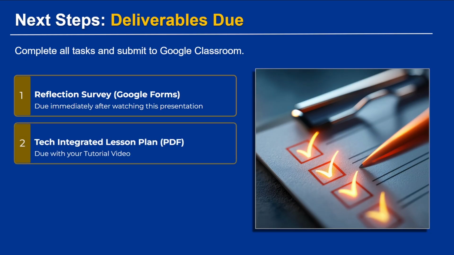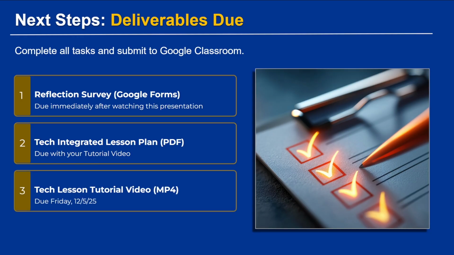The second thing to turn in is your tech integrated lesson plan that you plan to teach. Use the same ROP lesson plan template from last time and turn that in as a PDF. And the last thing you'll turn in is your recorded video. Yes, you will need to make an actual recorded video demo for your lessons. You will record it and download it as an MP4 file. That is a video file, and turn that in. The survey is due immediately.